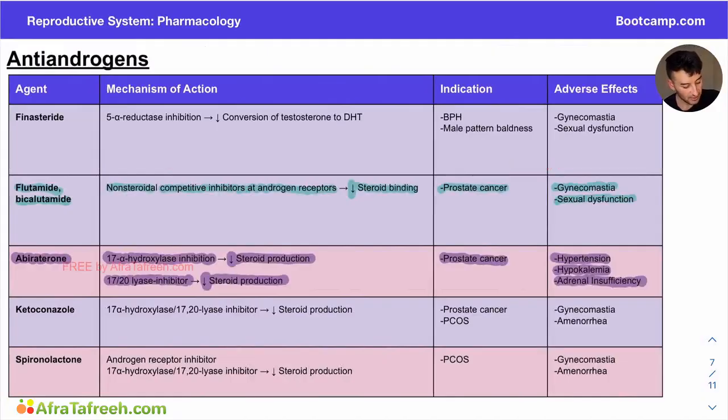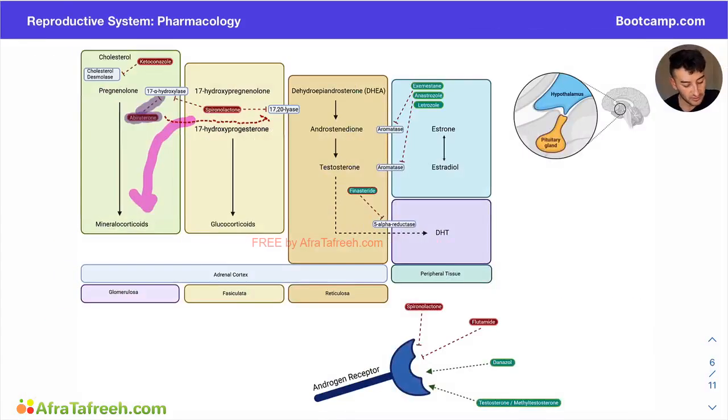We're going to talk about ketoconazole. And ketoconazole is going to be a 17-alpha hydroxylase and 17-20 lyase inhibitor. This is going to decrease steroid production as well. And I also want to mention that ketoconazole also is going to inhibit cholesterol desmolase. However, that's going to inhibit all steroid production, whereas I wanted to focus on the fact that it inhibits 17-alpha hydroxylase and 17-20 lyase because this is going to be more specific towards its anti-androgenic effects.